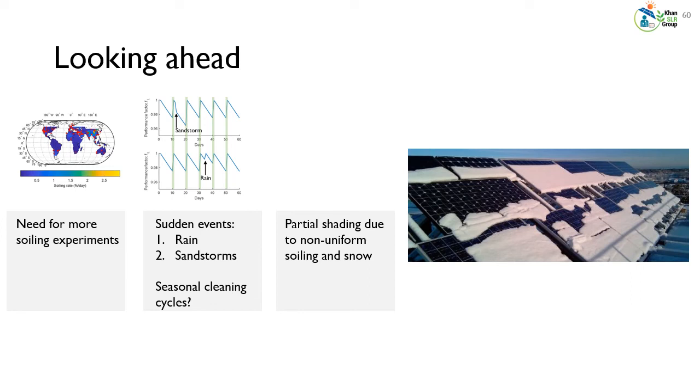Of course, another issue is partial shading if you have non-uniform soiling. Although I am showing a picture of snow, it is also soiling on the panels, not with dust, but with snow. So this is another thing we need to look into. How much energy would you lose if there is partial shading?